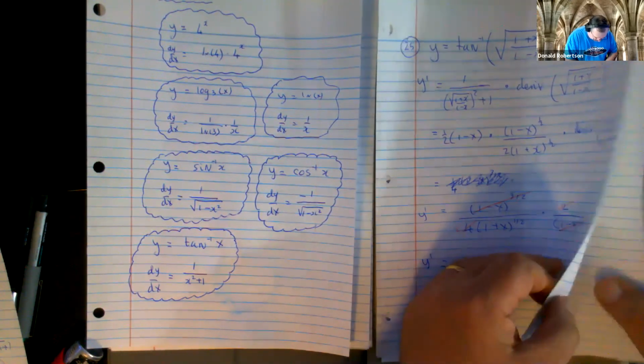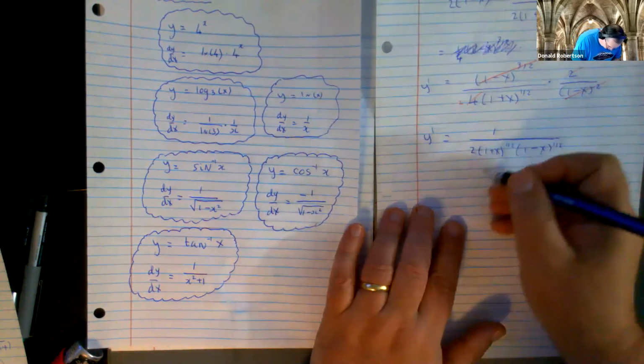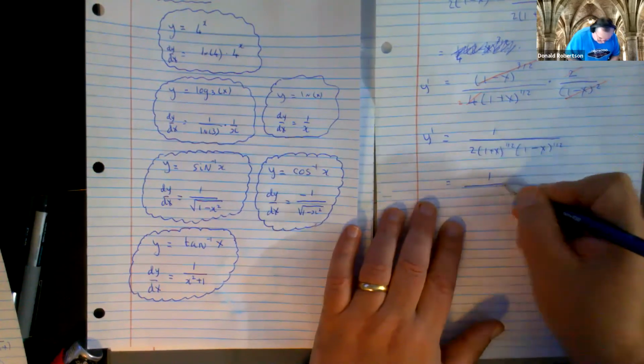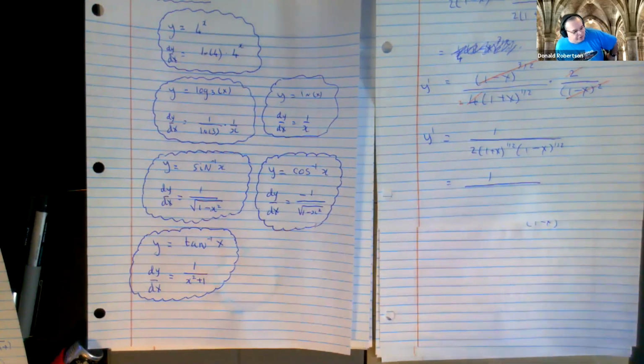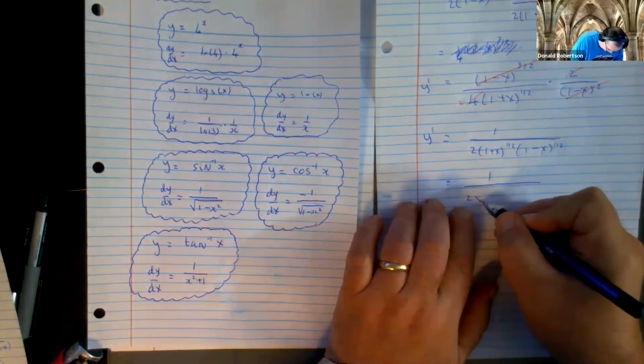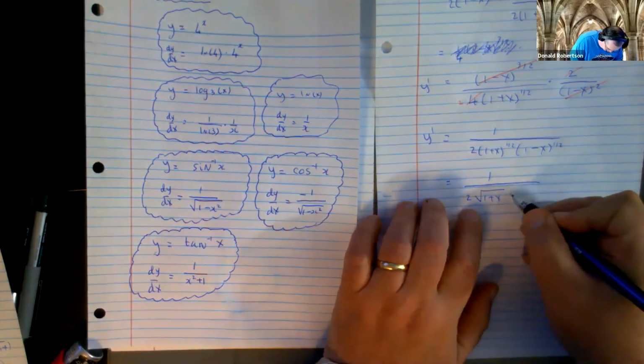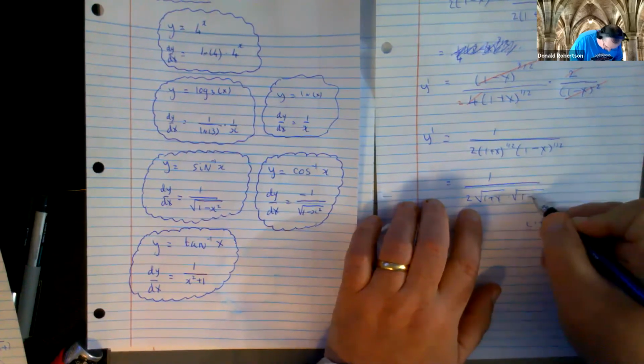I can still see some things that I can do. Remember, style points says that things should look like the original. Didn't the original have square roots in it? So I'm going to call this 2 the square root of 1 plus x multiplied by the square root of 1 minus x.